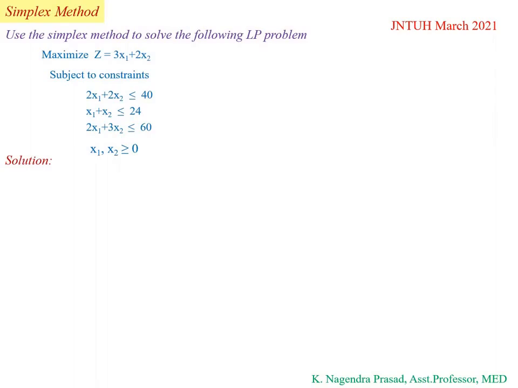Use the Simplex method to solve the following linear programming model. Maximize z equal to 3x1 plus 2x2, subject to constraints 2x1 plus 2x2 less than or equal to 40, x1 plus x2 less than or equal to 24, 2x1 plus 3x2 less than or equal to 60, and x1, x2 greater than or equal to 0. Let's see the solution.